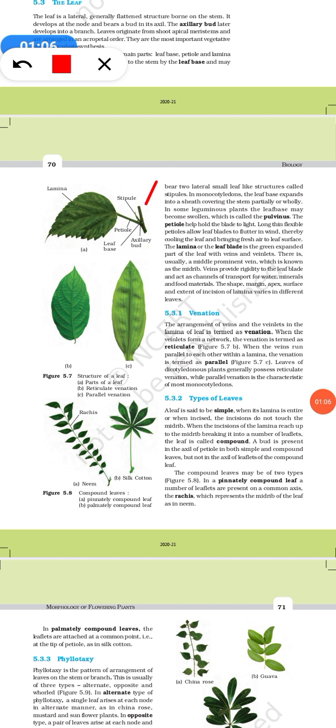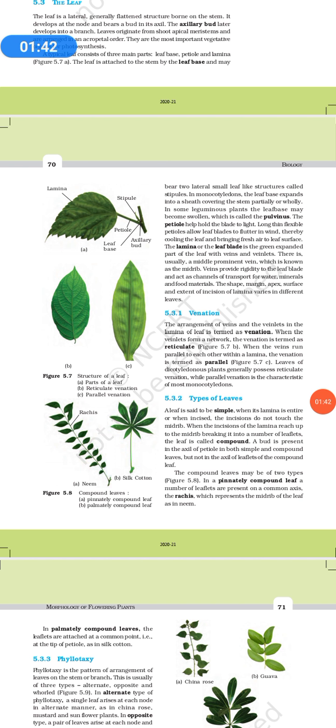In monocotyledons, the leaf base expands into a sheath which will cover the stem partially or wholly. In some plants, like in leguminous plants, you will have a small swelling at the leaf base that is known as pulvinus. The petiole will help hold the blade to light. Long, thin, flexible petioles allow the leaf blades to flutter in the wind.